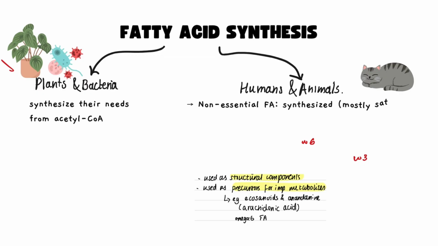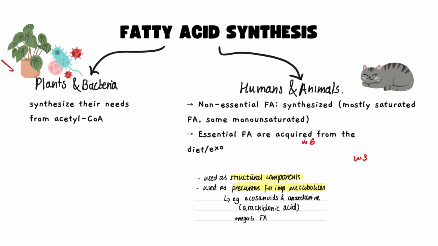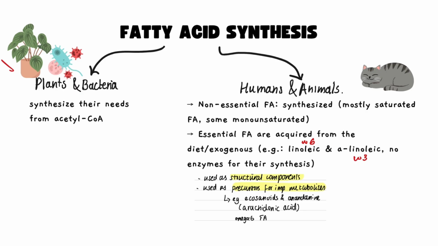Now to compare fatty acid synthesis in plants and bacteria with humans and animals, it's very simple in plants and bacteria. Synthesis requires no exogenous products. It's just produced endogenously, so it's synthesized from acetyl-CoA. However, in humans and animals, there are two classes that we need to keep in mind. Non-essential fatty acids are synthesized in the body, and they are mostly saturated fatty acids and some monounsaturated. However, with essential fatty acids, you need to acquire them exogenously, so through the diet. An example of that is omega-6 and omega-3.